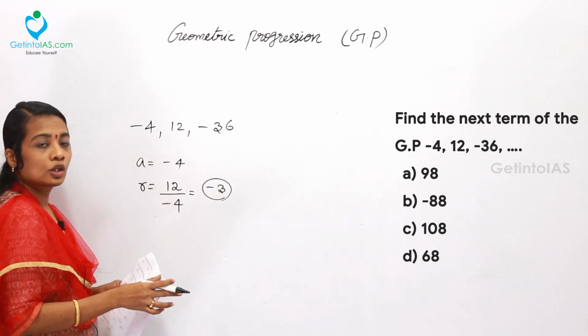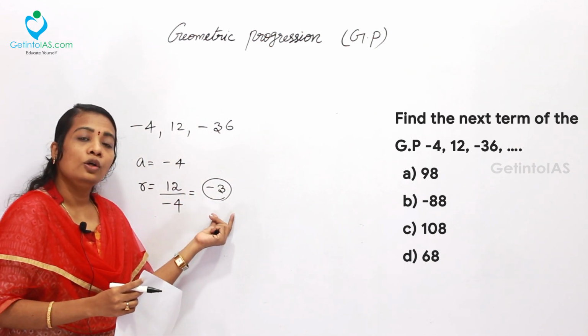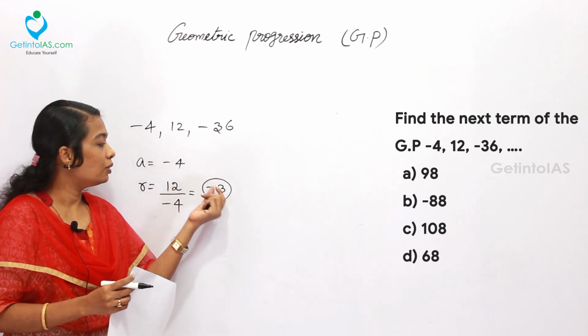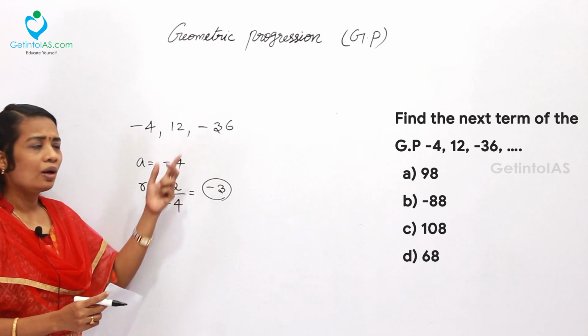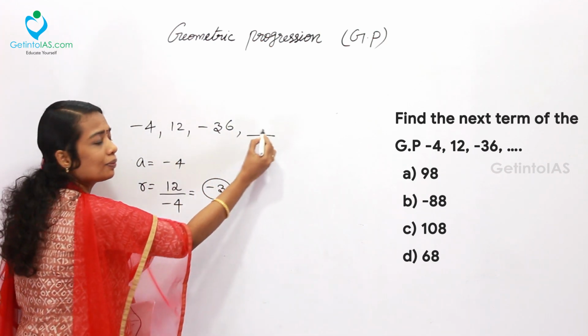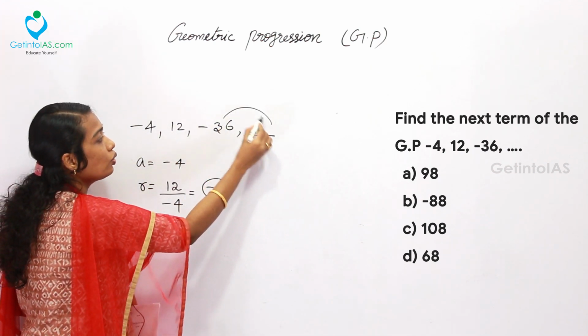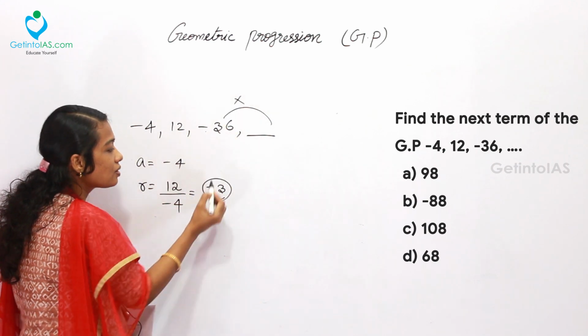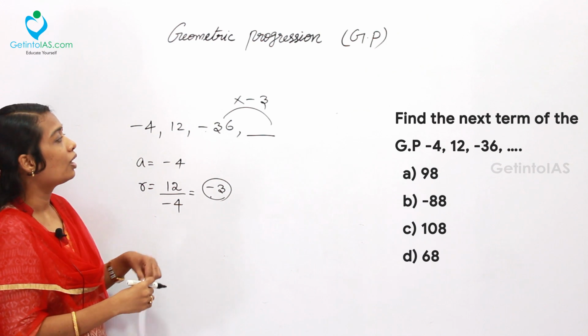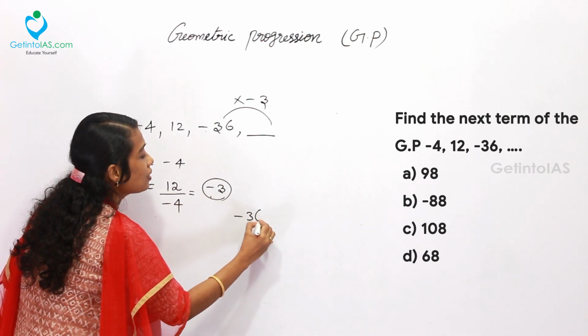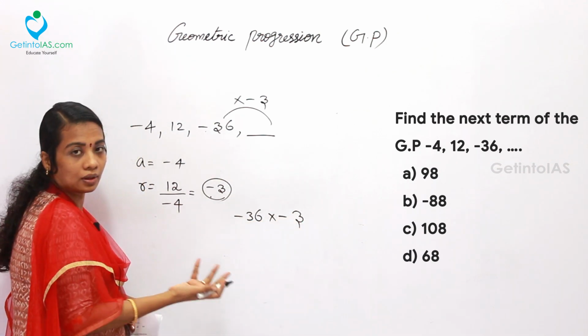That's all. So 3 by 1, if the denominator possesses the negative sign, simply you can bring it to the numerator. Both are going to be the same. So r is minus 3. They are asking only for the next term. Next term means simply you multiply this minus 36 with r. This is another way of doing it instead of the formula. So here minus 36 into minus 3. What is the result? That is the answer.